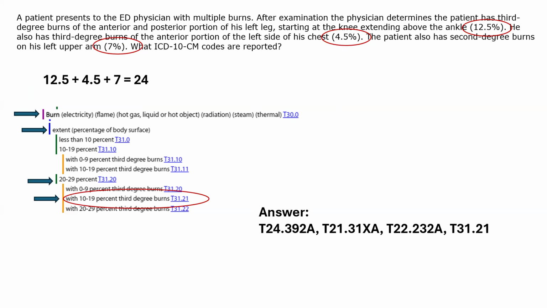The correct answer for this question is T24.392A, T21.31XA, T22.232A, and T31.21. This covers the leg, the chest, the arm, and the extent of the burns.